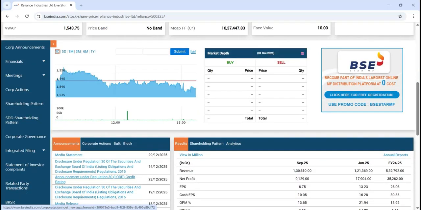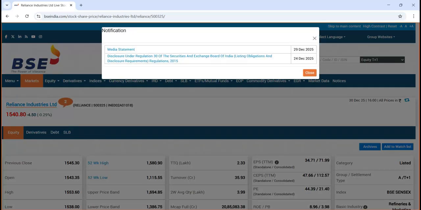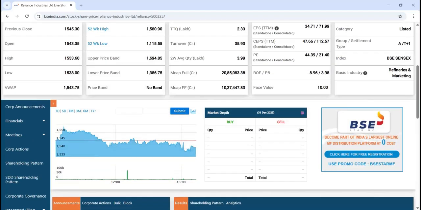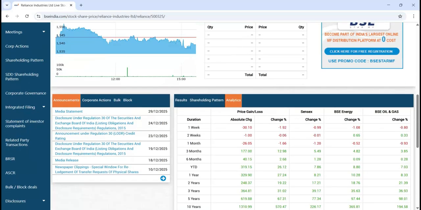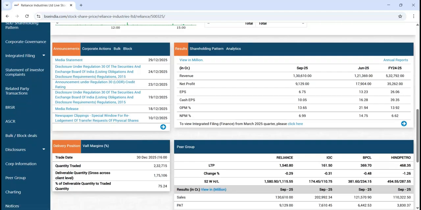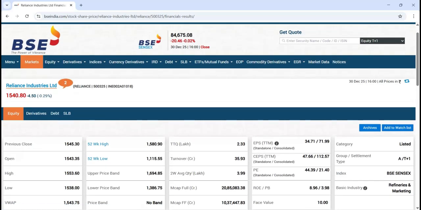The execution has begun, the market depth data is scrapped, and the recent notifications are checked by the Playwright Python test script. The shareholding pattern data are gathered. The script navigates to the analytics module and data is scrapped. Automation test script browses the results. Navigation takes place to financial results module and the data is scrapped.